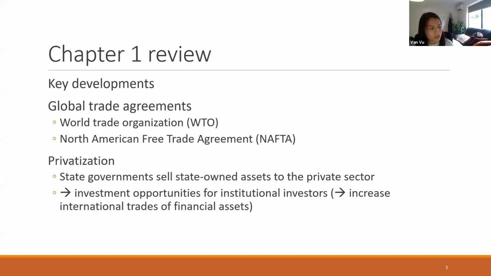So the implication of privatization for foreign investors is that it opens up new investment opportunities for institutional investors, okay, to participate in the state-owned enterprises, okay? So as a result, privatization is also an important factor that facilitates international financial transactions, okay?